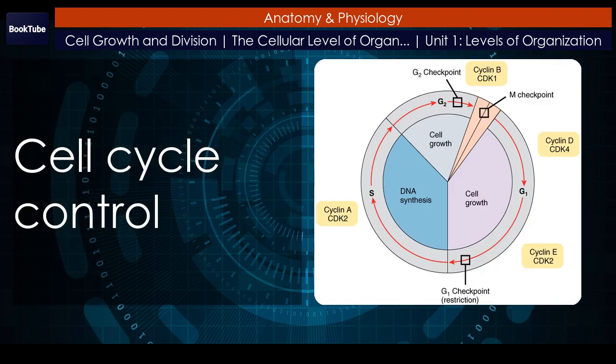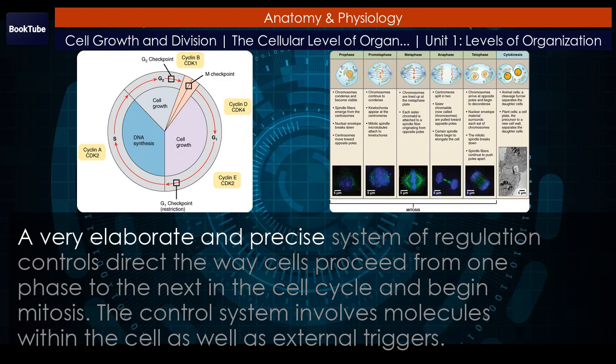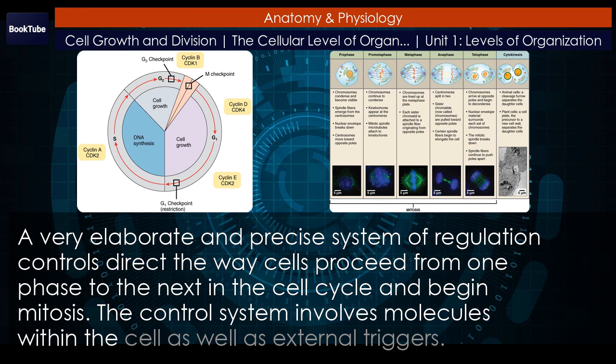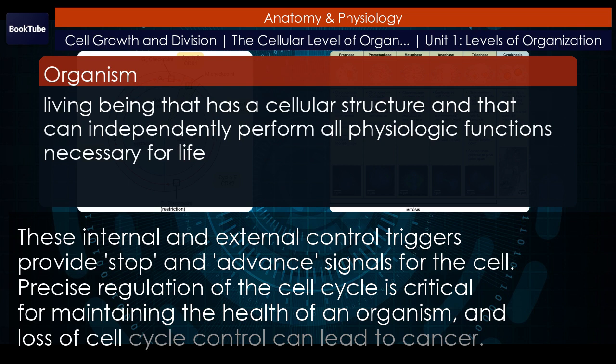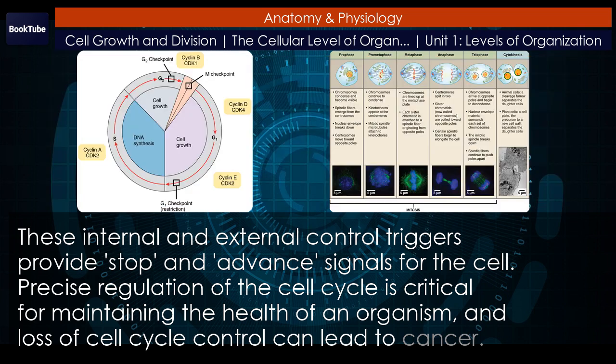Cell cycle control. A very elaborate and precise system of regulation controls the way cells proceed from one phase to the next in the cell cycle and begin mitosis. The control system involves molecules within the cell as well as external triggers. These internal and external control triggers provide stop and advance signals for the cell. Precise regulation of the cell cycle is critical for maintaining the health of an organism, and loss of cell cycle control can lead to cancer.